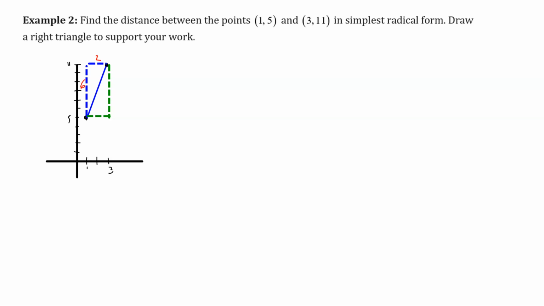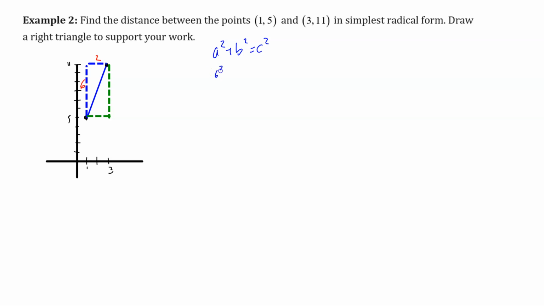So let's actually find out the answer to this one. The distance between the 2 points is going to be A squared plus B squared equals C squared. I'll give you a chance to try and figure out what that is. If you want to pause the video to do so, go for it.